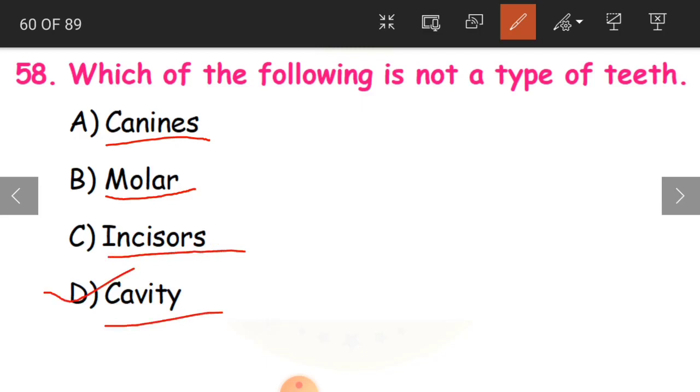Cavity is a problem on our teeth. If there are tiny holes on our teeth, and if that tooth is damaged, that damaged area is called a cavity. Okay, so D is the correct answer.